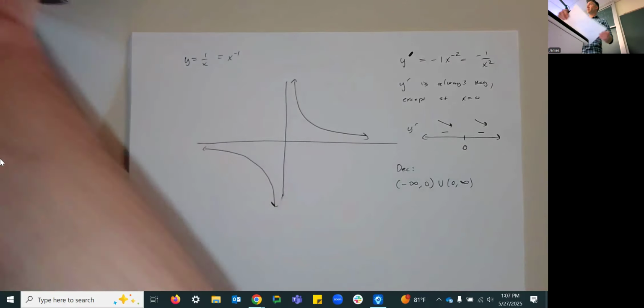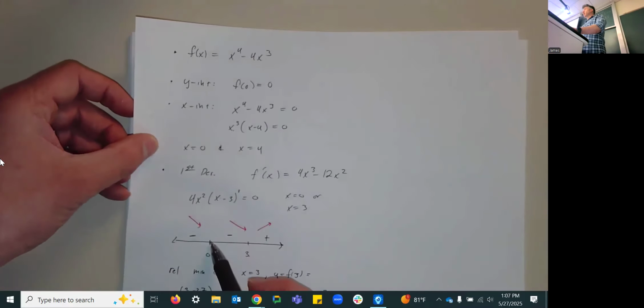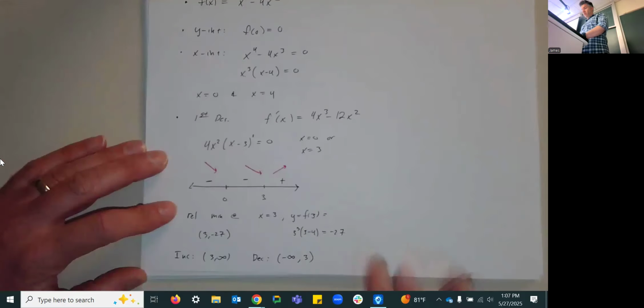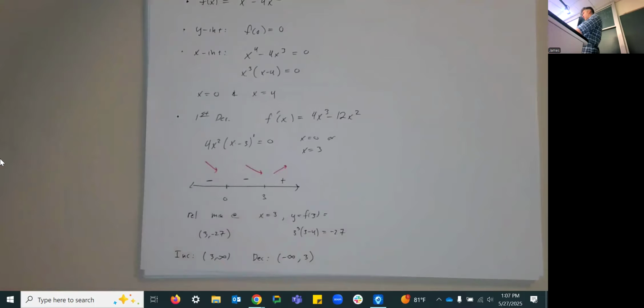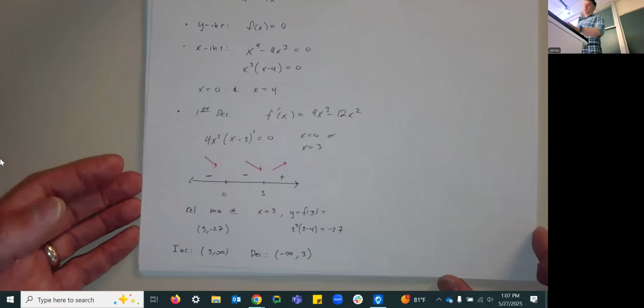Whereas in this previous example, it's totally fine to include 0 because the function is defined there. So we're including 0 in our interval of being decreasing because it makes sense to. I know it's kind of a small, subtle thing, we do it this way for this and that way for that. It's not a huge deal, but I just want to point it out.